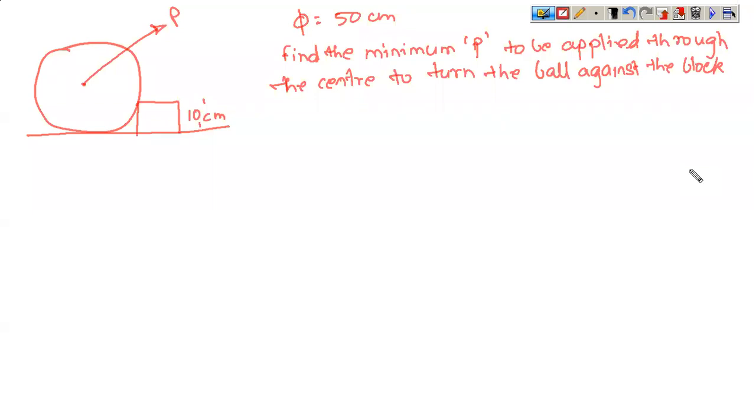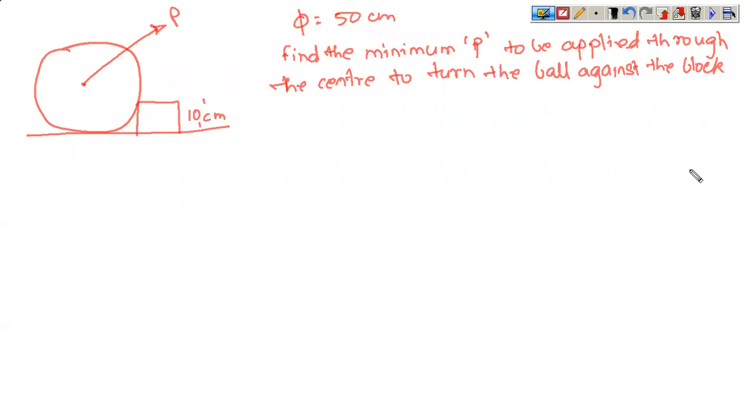So the problem statement is, if you have a ball of 50 centimeter diameter, it has been placed against a block of 10 centimeter height. You need to find out the minimum force that has to be applied to the center to turn the ball against the block. To turn the ball means the ball will take the support of the block and overturn or turn against it. Okay, so this is given.